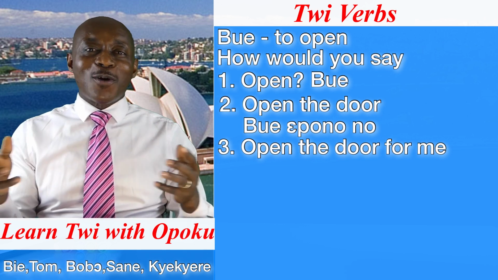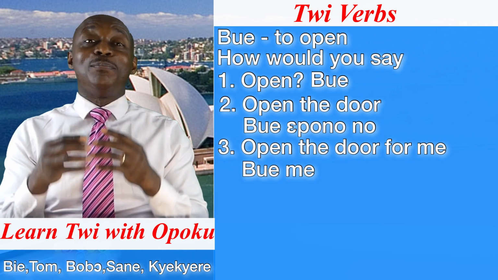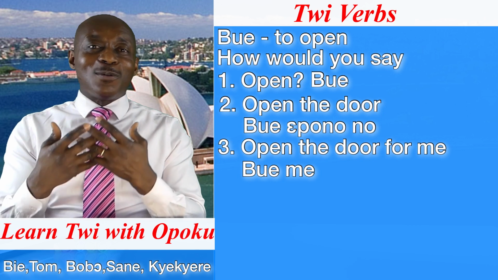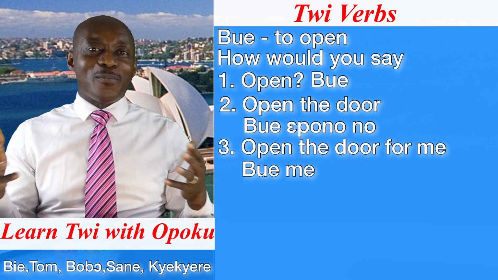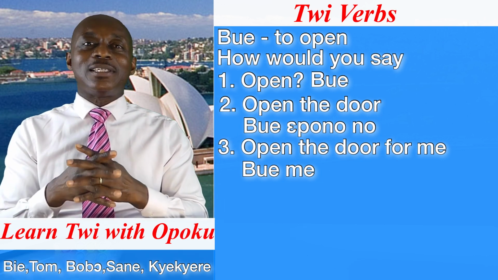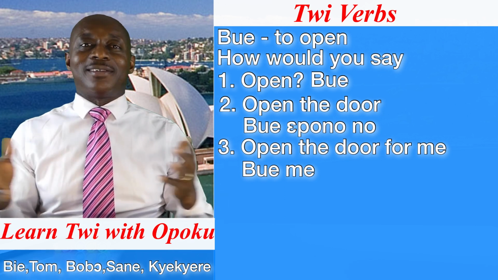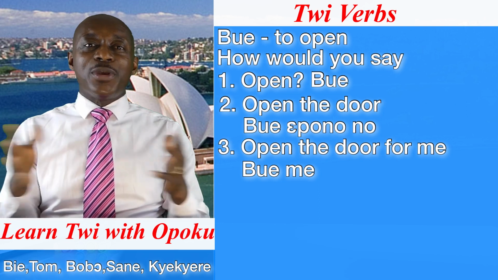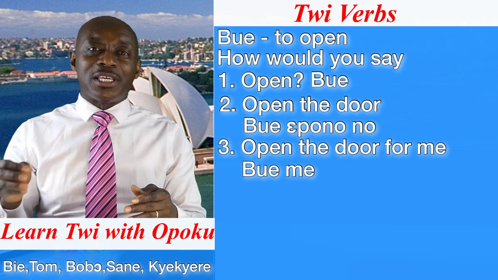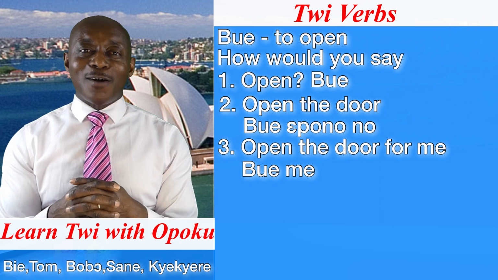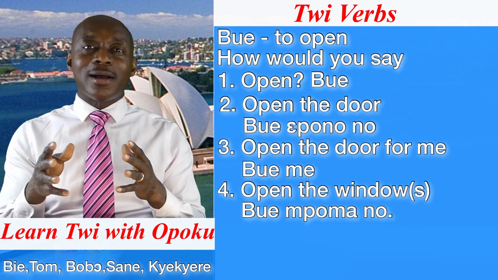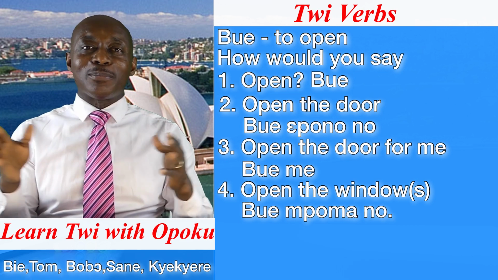How would you say open the door for me? You will say be me. Even though door is known as epono and you are saying open the door for me, you will not mention the name of door in this statement. You will only say be me, like saying open me. Literally it means open me, but the natives understand it to be open the door for me. How would you say open the windows? You will say be mpoma no. Mpoma is window.